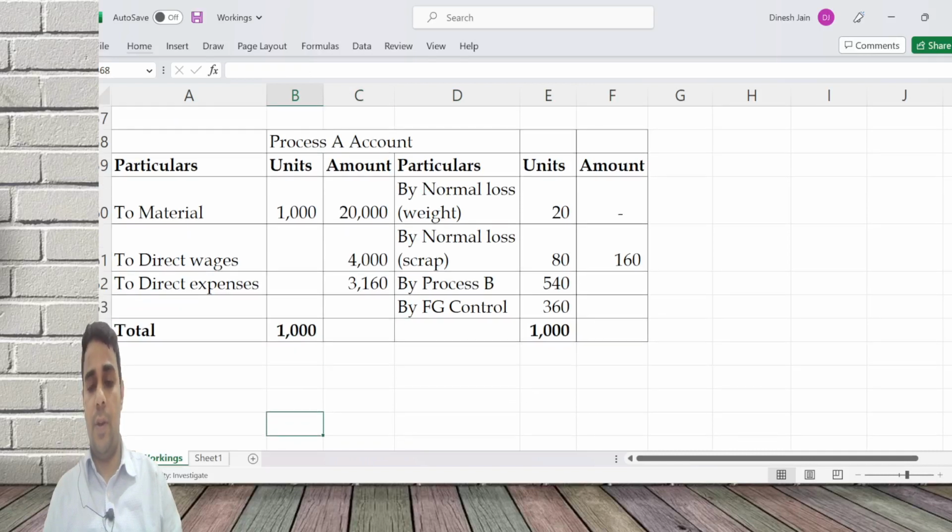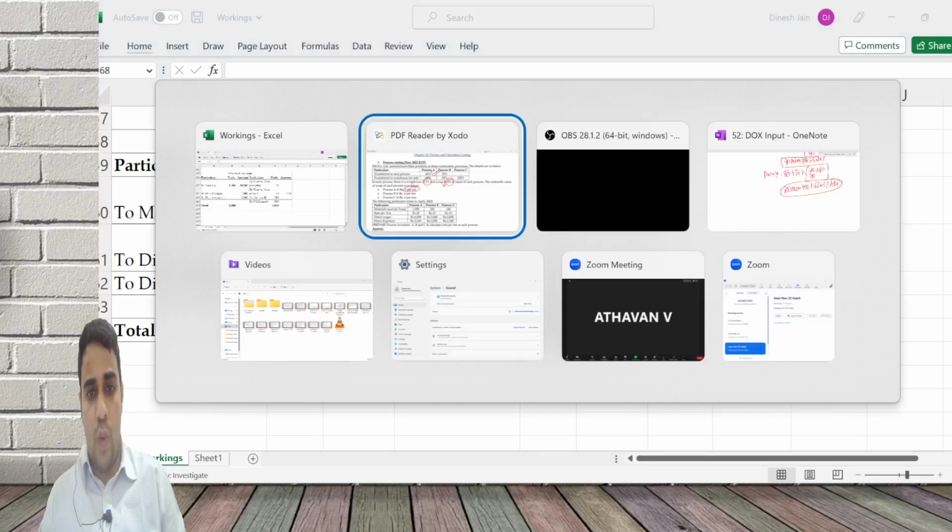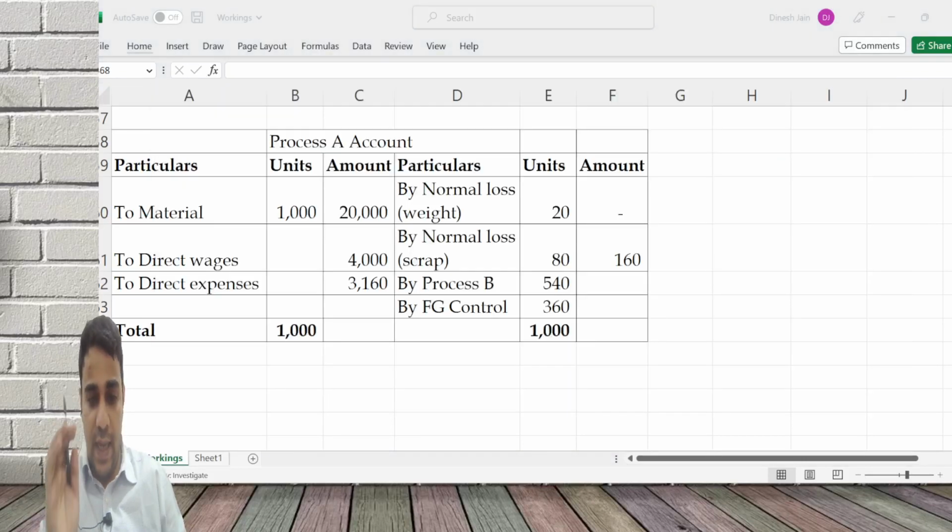Process A account. Let me know if there are doubts here. There are two parts to the normal loss. One is the weight loss on which there is no realizable value, and second is a scrap which has a realizable value. Scrap portion has a realizable value.